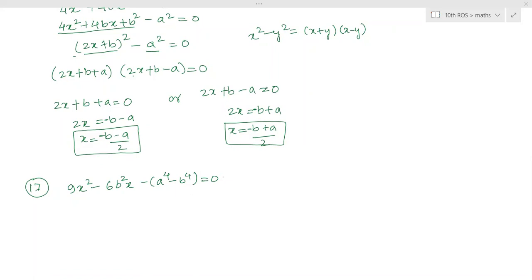Ma'am, b square plus a square by 3 and b square minus a square by 3. Yes, that's right, I'm also getting that. Ma'am, I had a question. We don't have to factorize it even more, right? Because we can take b square minus a square in the... No, if you factorize, you will not get anything. Okay.